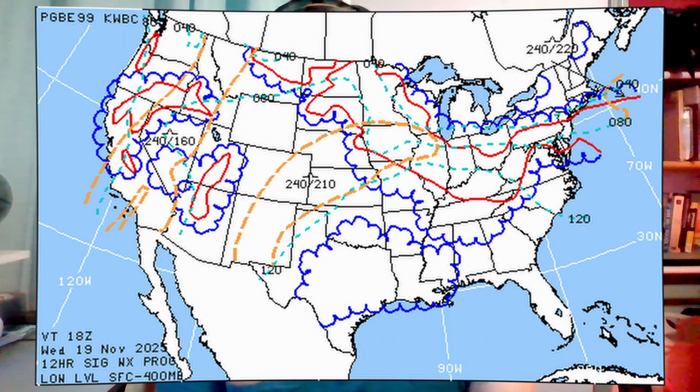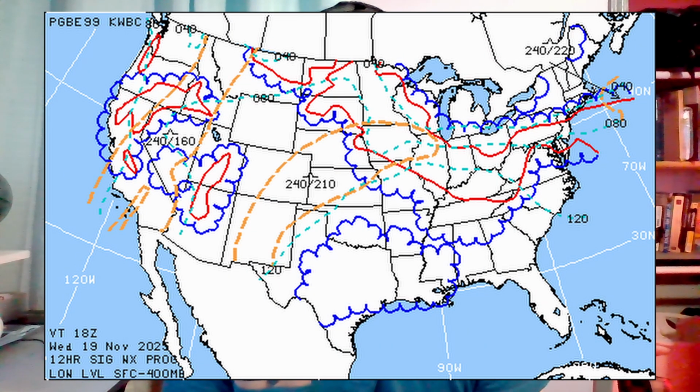The third and final category is IFR, which stands for Instrument Flight Rules. Conditions have deteriorated. Ceilings are less than 1,000 feet, and visibility is less than 3 statute miles. These areas are indicated by a solid red line.